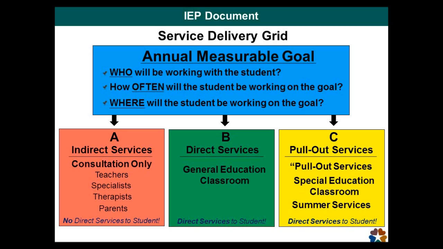Okay, when you're talking about the goal, you want to be thinking about who will be working with the student, how often and where that is going to be occurring. And again, the top part, which they call Grid A, is indirect services. It's consultation only. Grid B is direct services. That's in the classroom, the regular classroom. Part C is everything else. Okay?